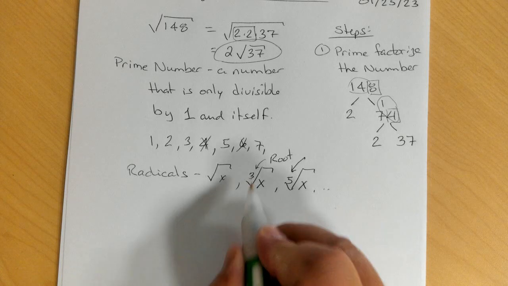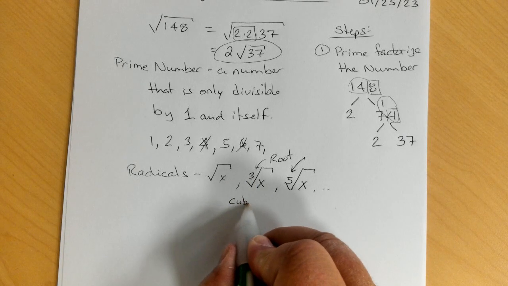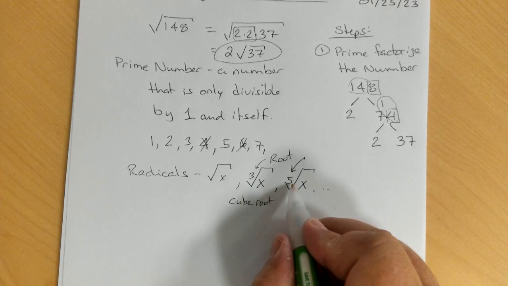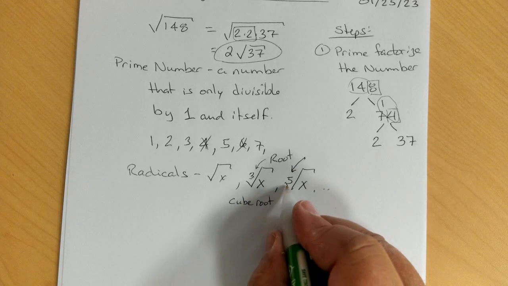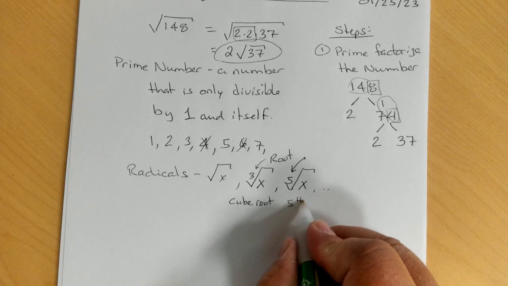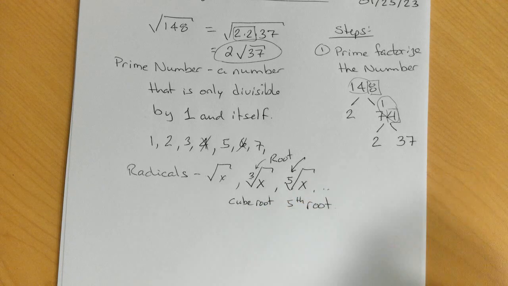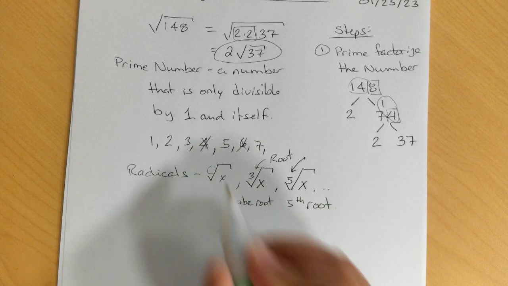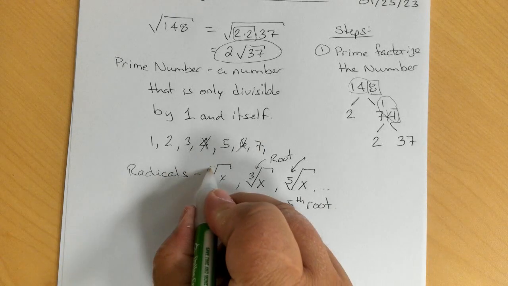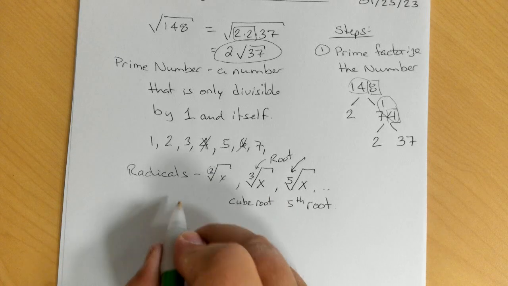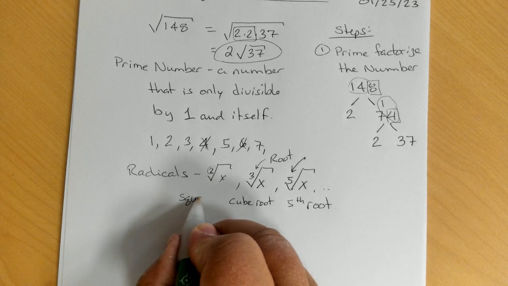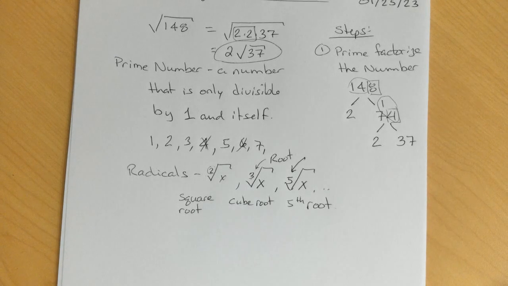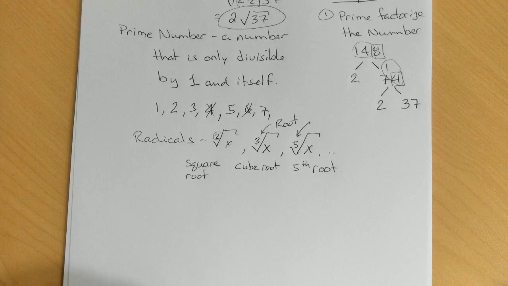If it has a 3 there, it's called a cube root. If it has a 4, it's called the 4th root. If it has a 5, it's called the 5th root. If there's nothing there, it's an implied 2. That's why it's called a square root. So far, so good?